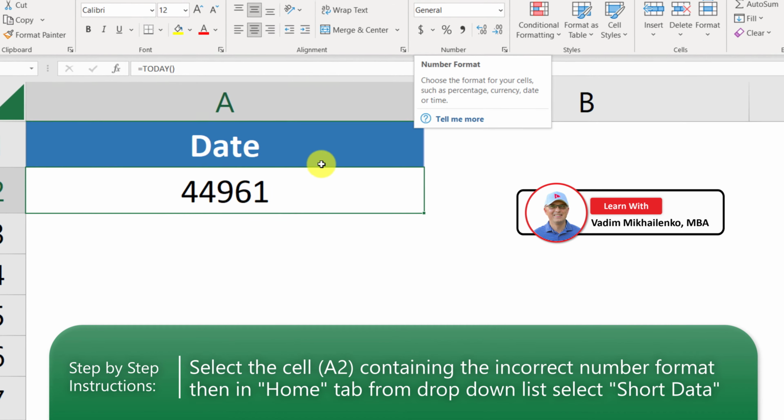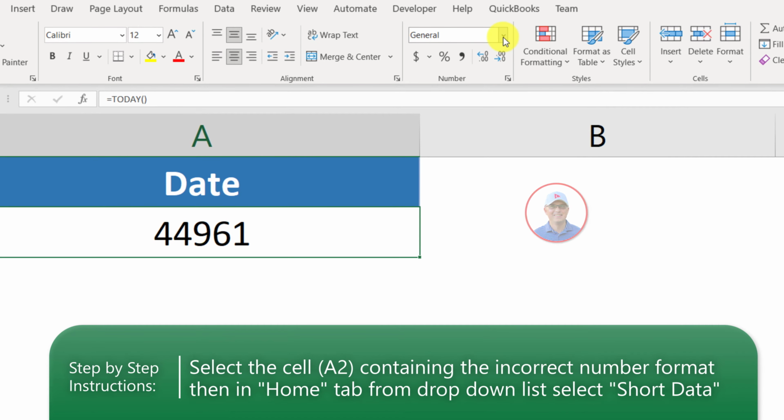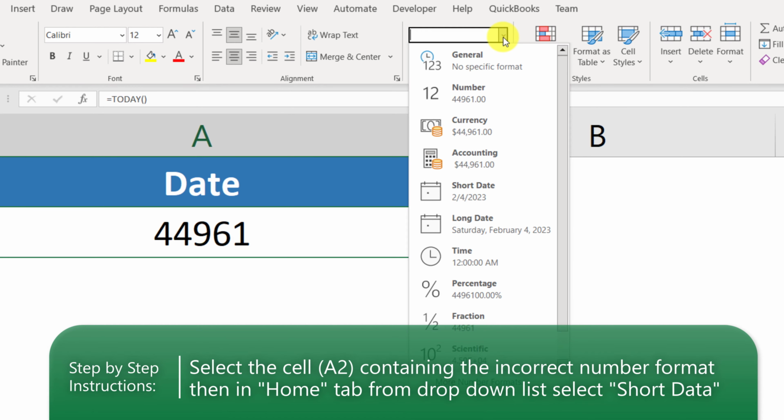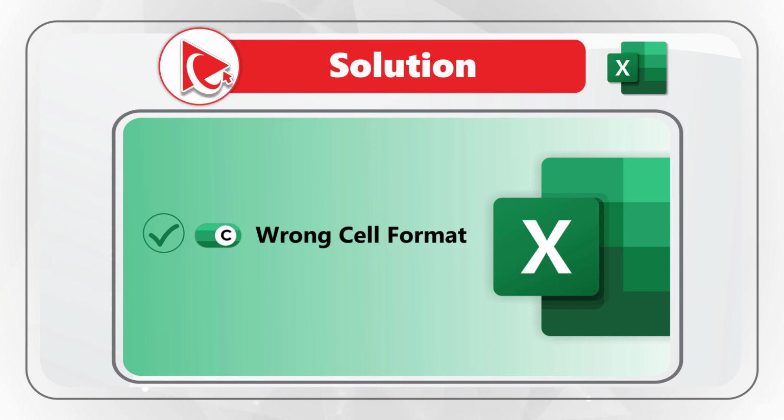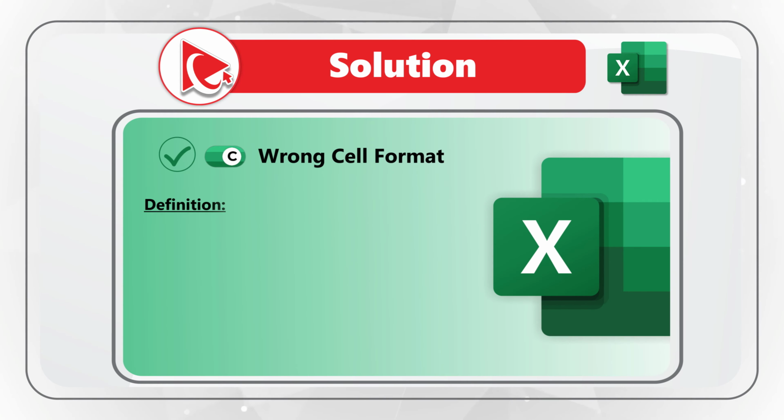The key to answering this question is in the data format. If you click and, instead of General, select Short Date, you see that it will be formatted to today's date, which is February 4th, 2023. To understand the issue, we need to understand the TODAY function in Excel, as well as what happened when Alexandra typed the function inside the spreadsheet.